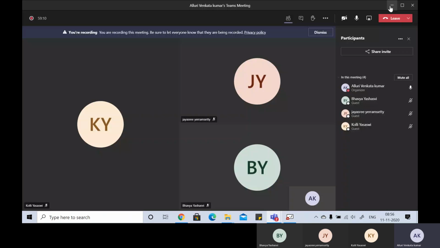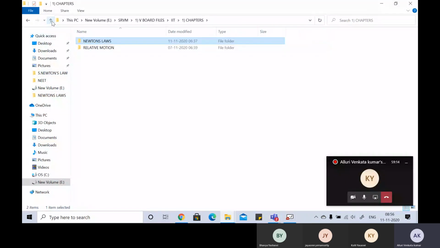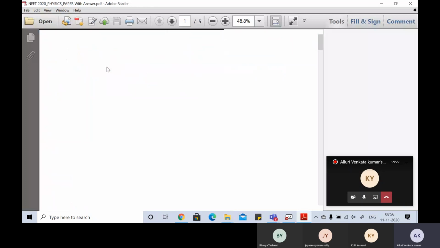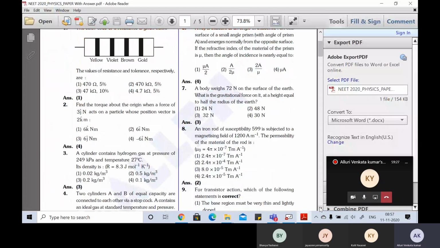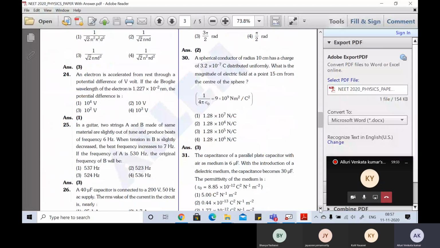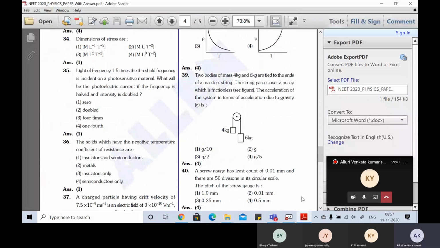In the recent NEET paper, I think, they asked this question. Are you able to see the screen? Yes, sir. This is a recent 2020 question paper, September 13th. Okay. Question number 39. Can you read question number 39? Sir, I'm reading, sir.